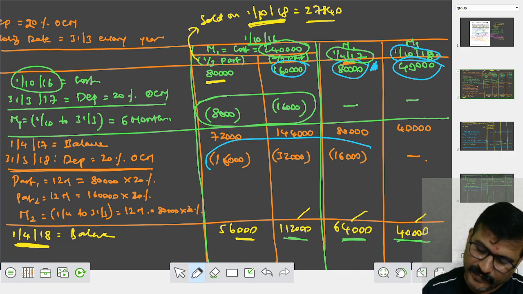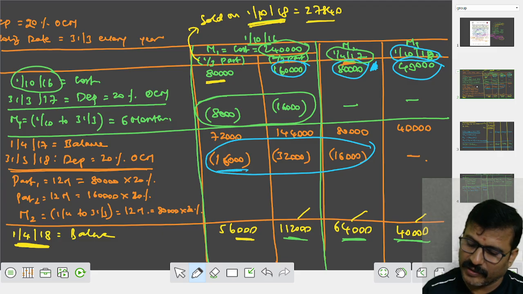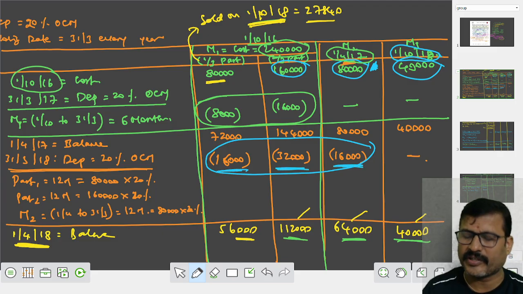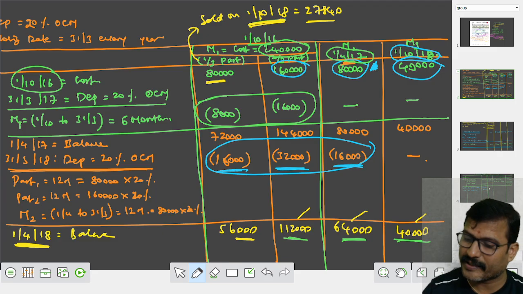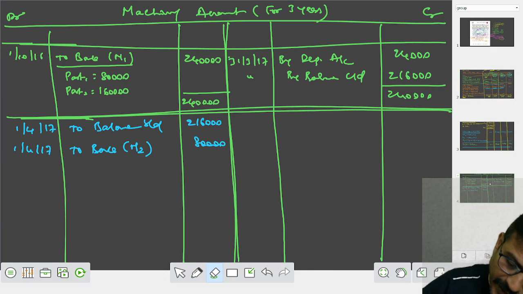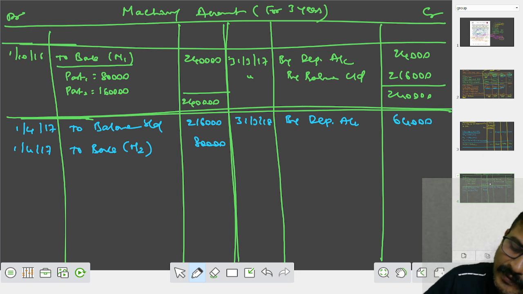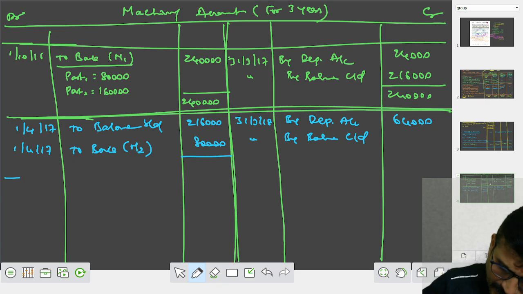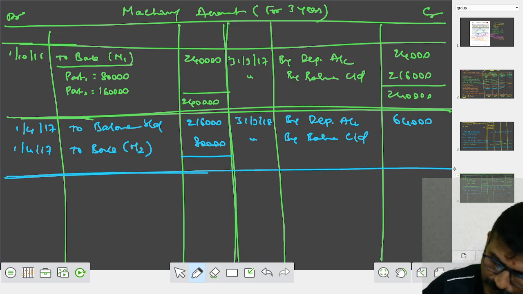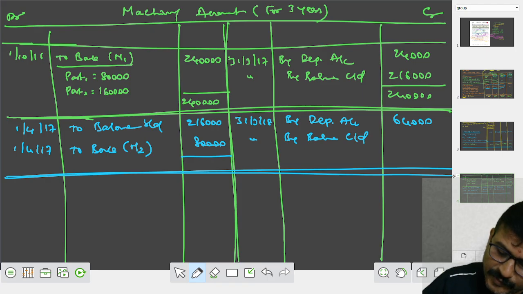What about total depreciation? 16,000 plus 32,000 plus 16,000. It comes to total 64,000 on what date? 31st March 18. By depreciation account, total depreciation is 64,000, by balance carried on. Close completely. It comes to 2,96,000.